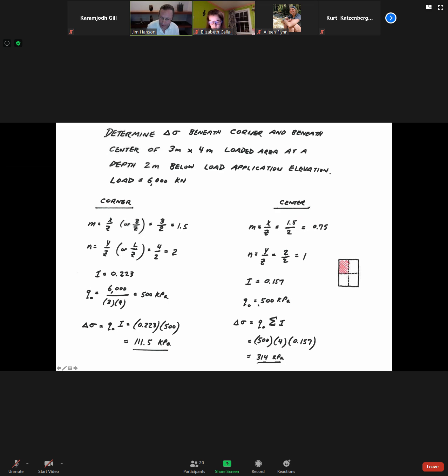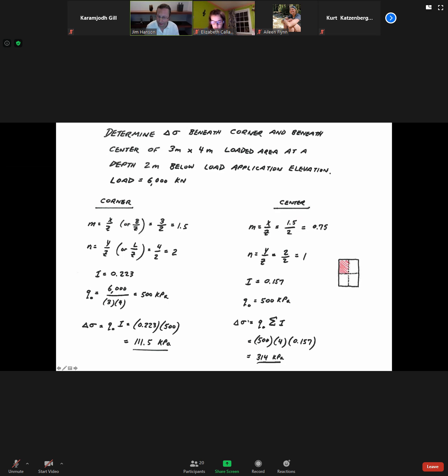Q naught is still 500 kPa. That has not changed. It's still 6,000 over 3 times 4. That is the stress acting at the surface, after all, on that loaded area. And that's an important point here. That hasn't changed. We're not changing the area and saying all of the load is being applied here. We're just saying this is a piece of loaded area of smaller dimension, but each of these will be loaded by that same 500 kPa.